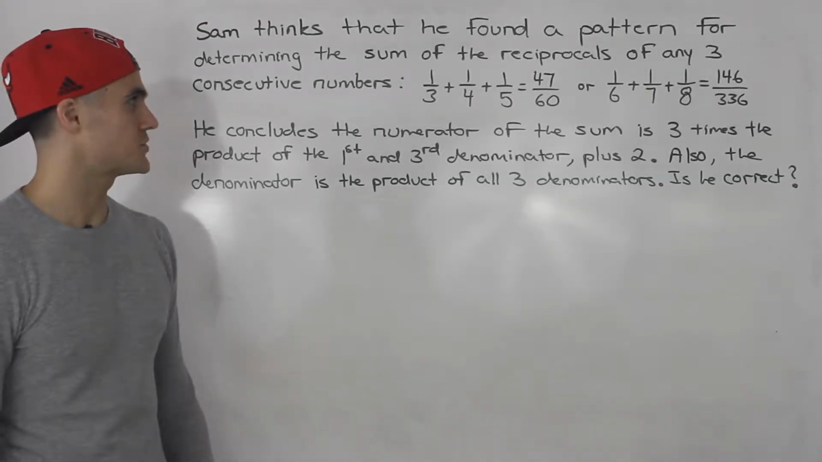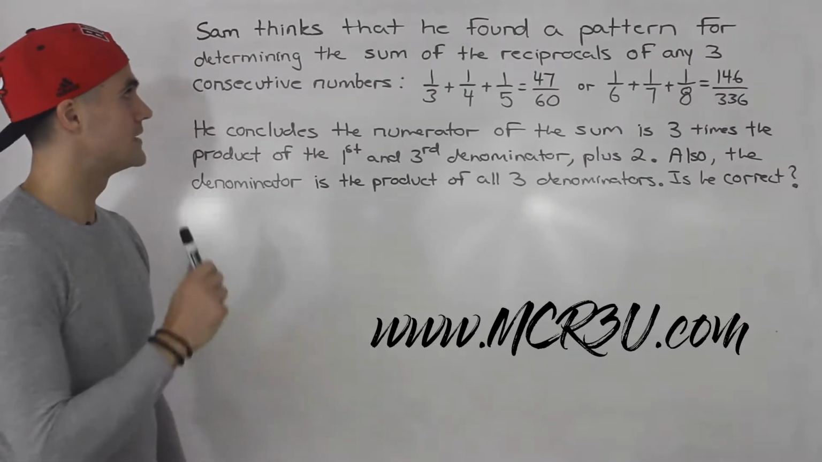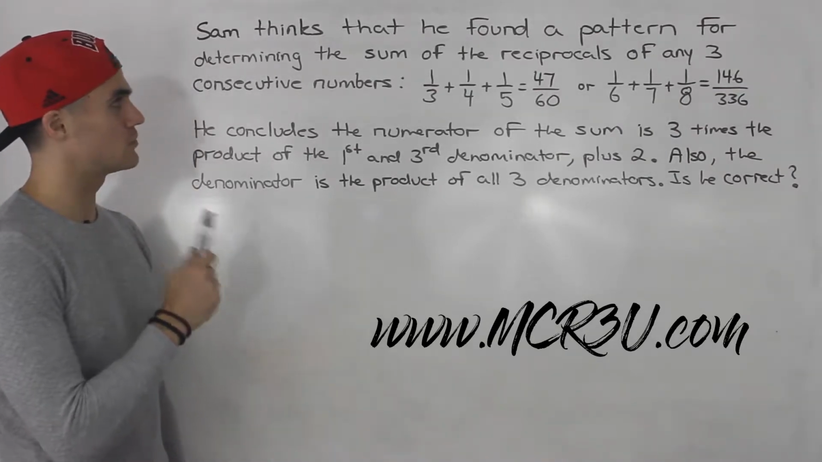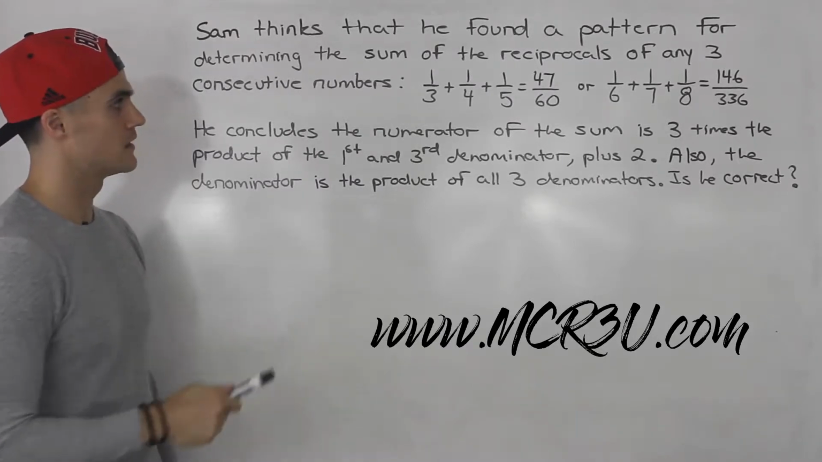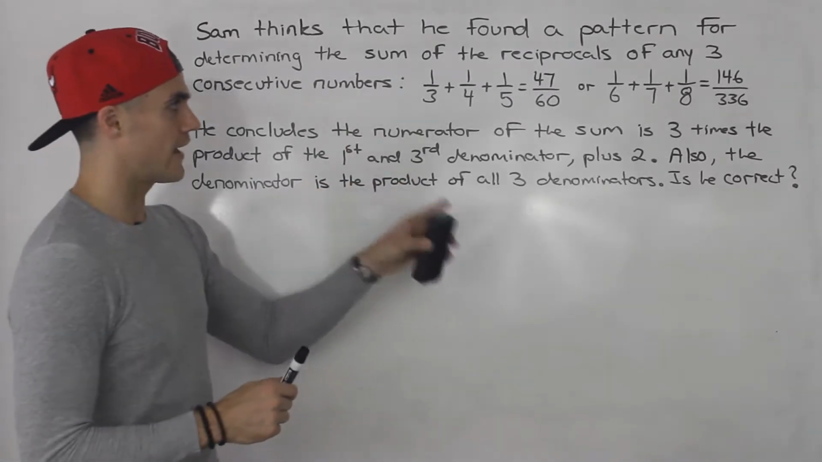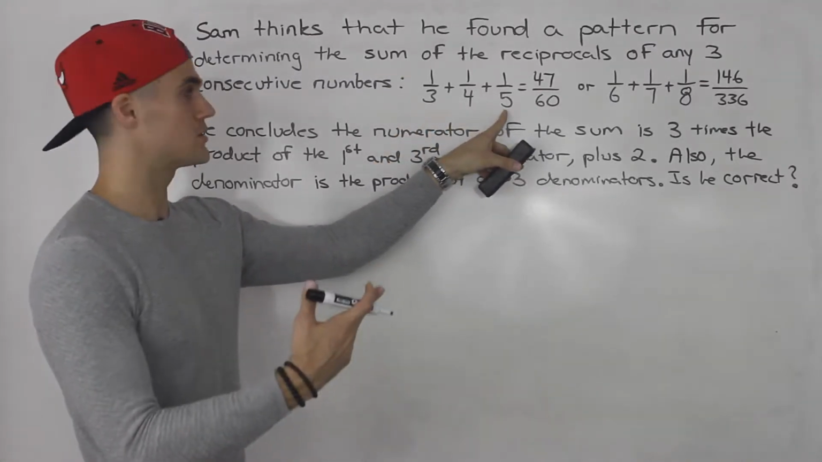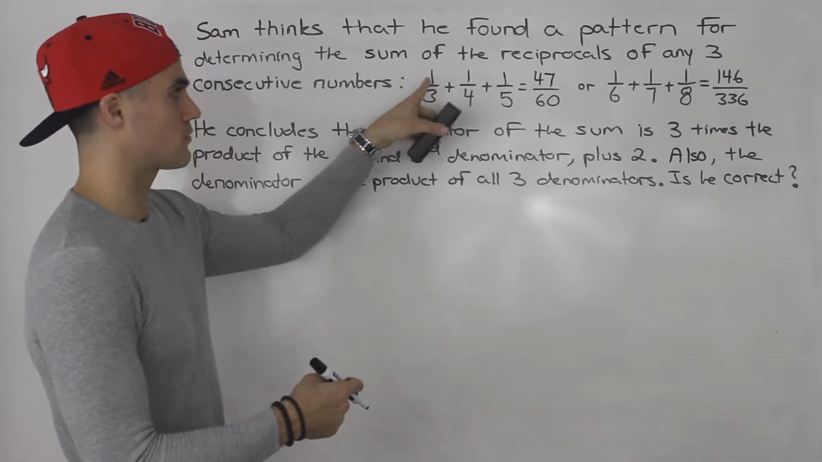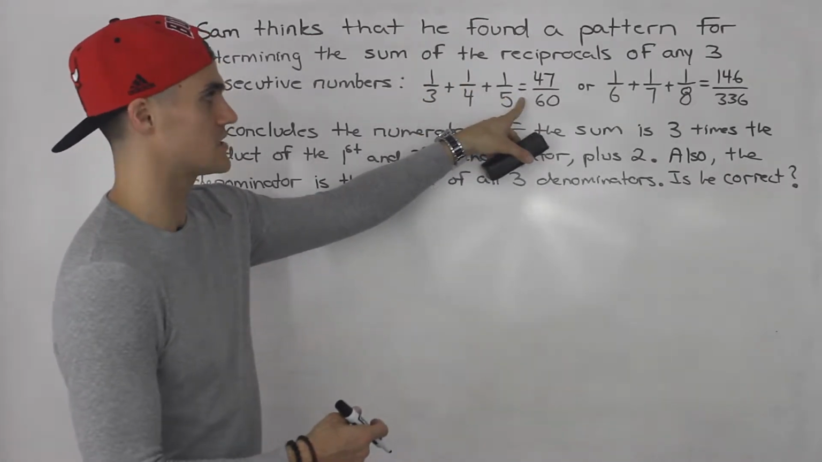Welcome back. Moving on to another test question, another tough test question. So Sam thinks he found a pattern for determining the sum of the reciprocals of any three consecutive numbers. So notice we've got 3, 4, 5, consecutive numbers, and the reciprocals of them. So 1 over 3 plus 1 over 4 plus 1 over 5 is equal to 47 over 60.